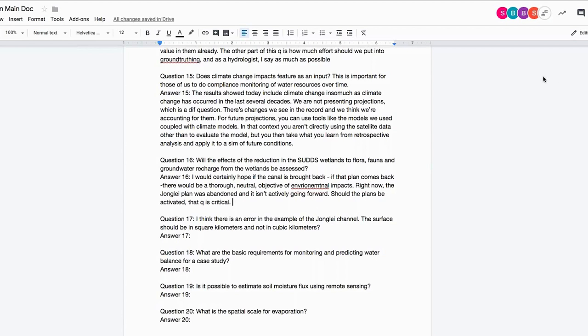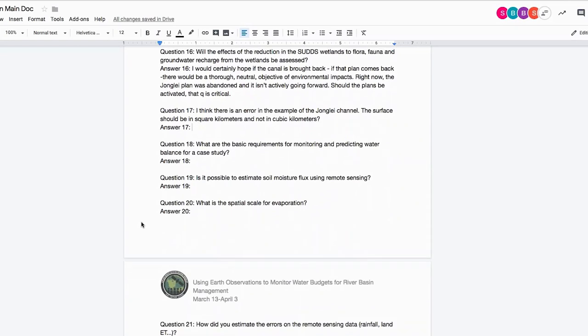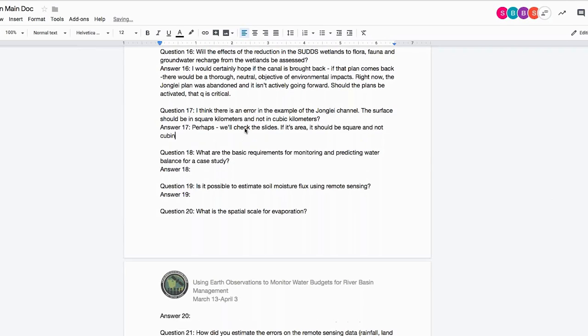I think there's an error in the example of the Jonglei Canal. The surface should be in square kilometers and not in cubic kilometers. So again, I apologize, I don't have the slides in front of me right now. Perhaps if it's an area, it should be square kilometers, not cubic. So I apologize if there's a mislabeling on that slide. The volume is cubic kilometers, of course, and the area is square kilometers.